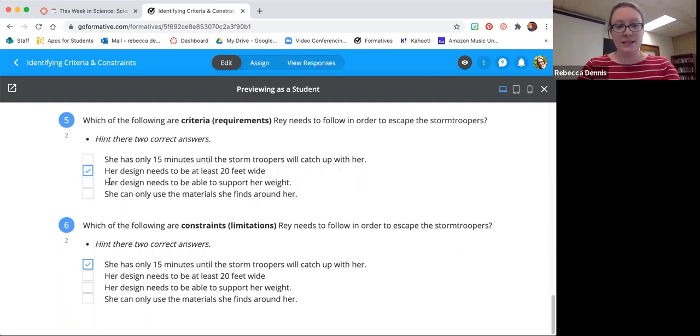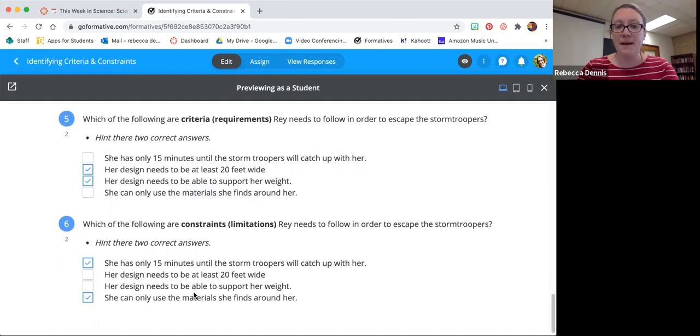The next one says her design needs to be able to support her weight. Okay, we're seeing the word needs again. Oh, if it needs to be, then it's a requirement. It has to do that. If it doesn't, she's going to fall down into that hole and it's going to hurt. And it's going to be probably as bad or worse than if she got caught by the stormtroopers, right? All right, final one. She can only use the materials that are around her. So the words only again, and the fact they are materials are going to tell us that this one must be a constraint. All right.